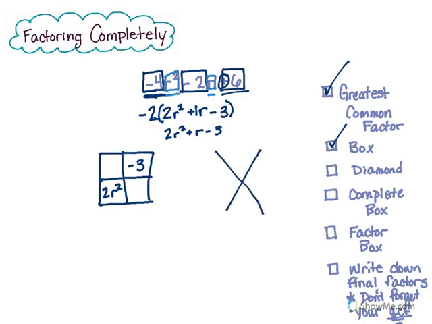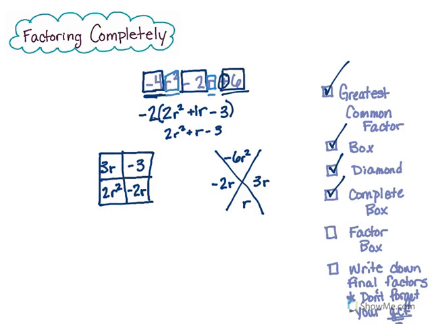Now I need to do my diamond. So I have to put in my top box -6r squared. In my bottom box is going to be r. And I think I can fill this in with -2r and 3r. Because if I multiply those, I will get -6r squared. If I add those, I will get r. So my diamond is done. Now I need to complete my box with my diamond stuff. So I'm going to have -2r and 3r. So I completed my box.